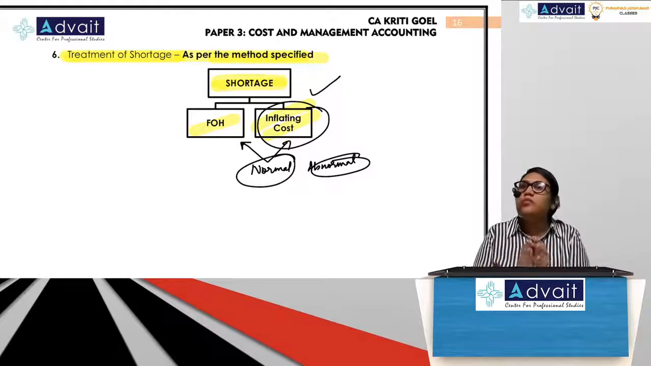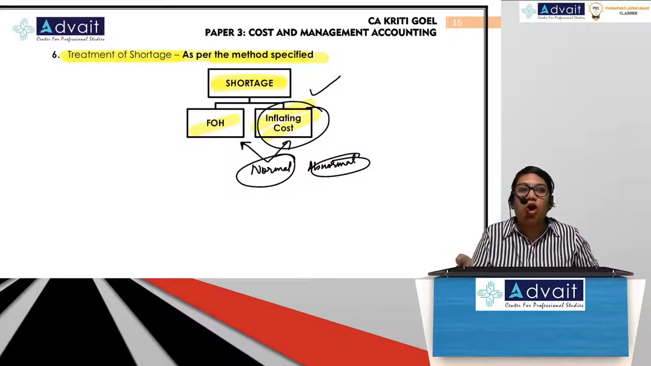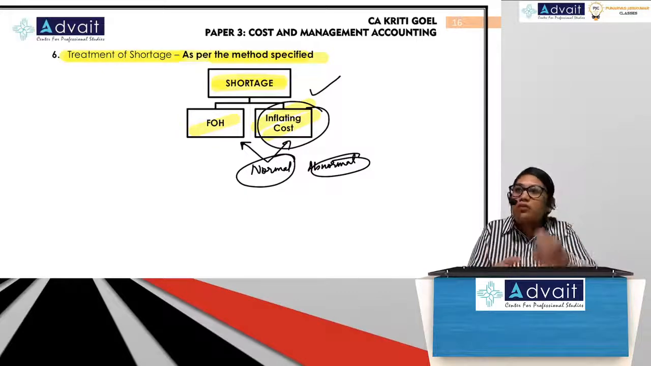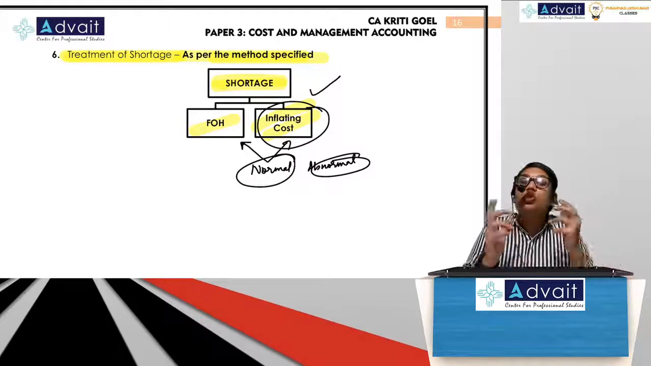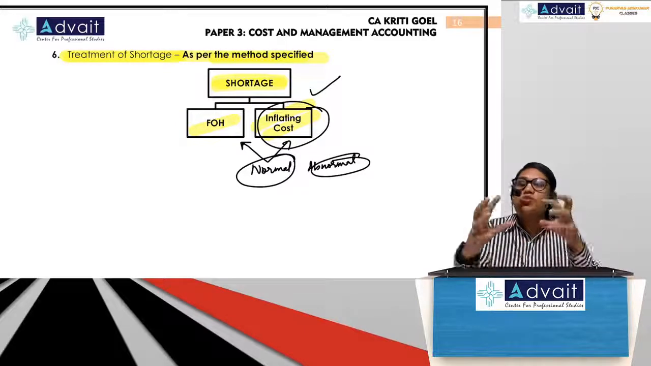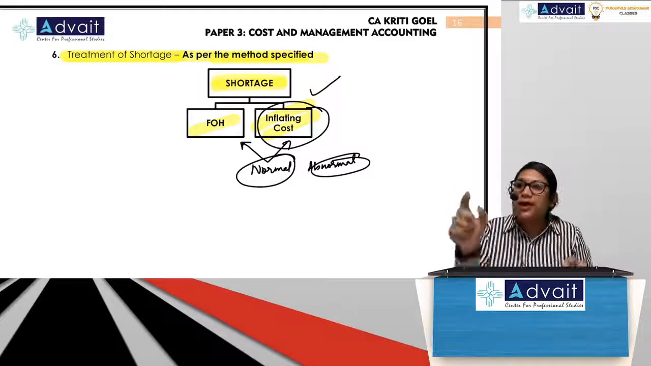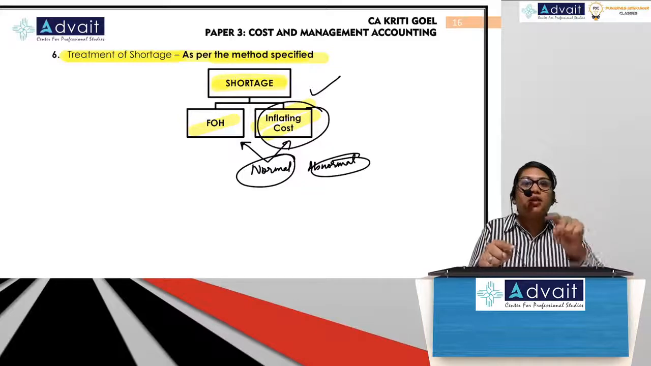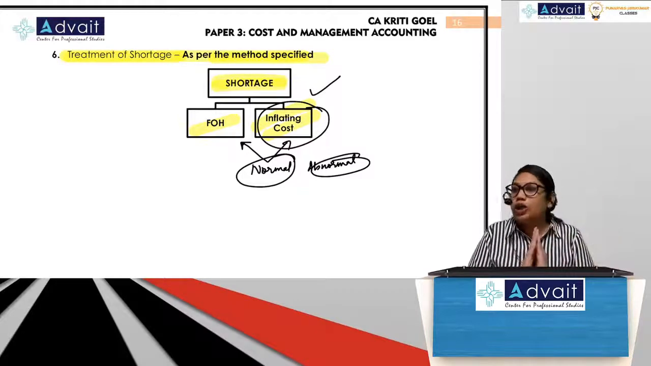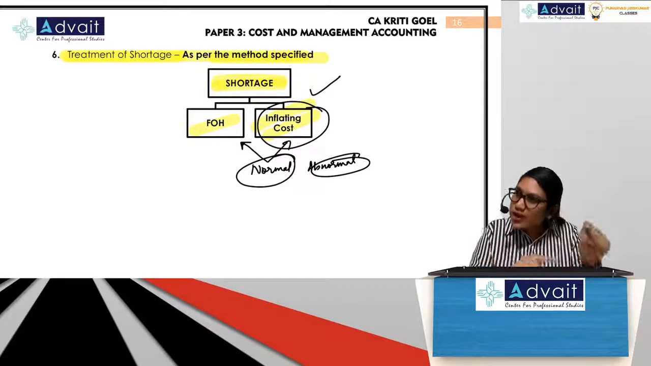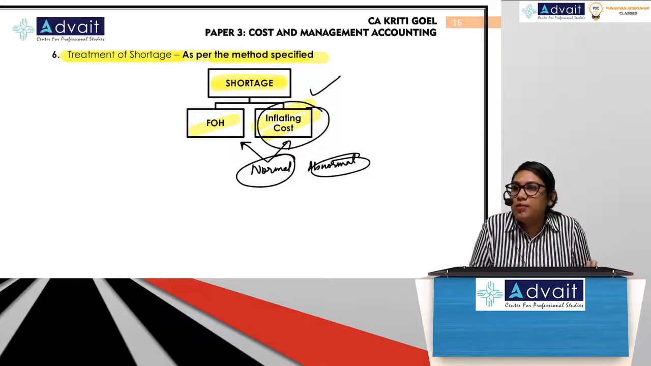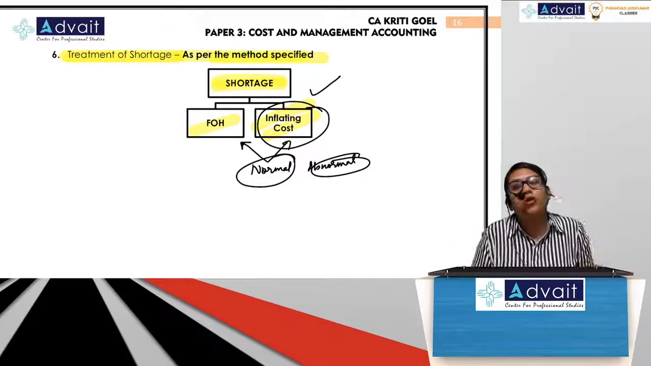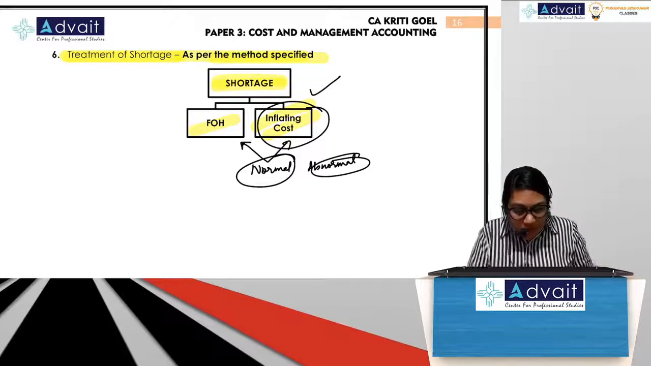Inflating cost: same thing. 10 apples came, 1 was rotten, and 2 were abnormally rotten. So what did we do? That 100 rupees was borne by the 7 good apples and the 2 abnormally rotten apples. So that is either 7 plus 2 or 10 minus 1. Same thing here also. There we are looking at apples, here we are looking at raw material. So this we know.